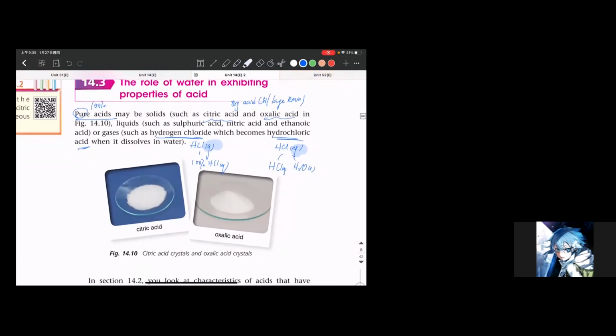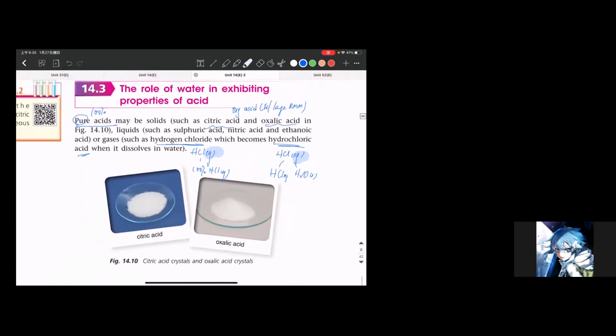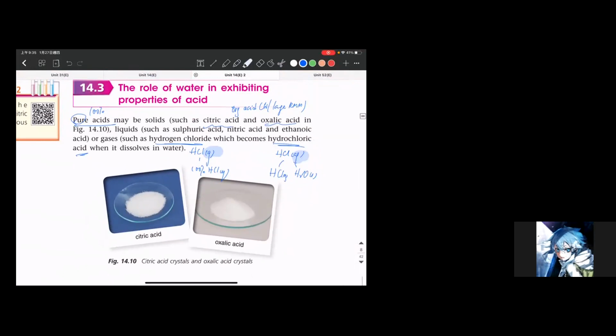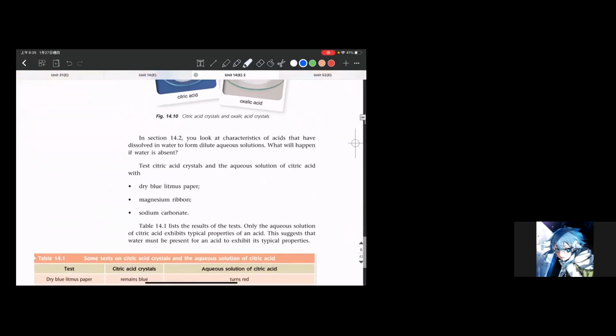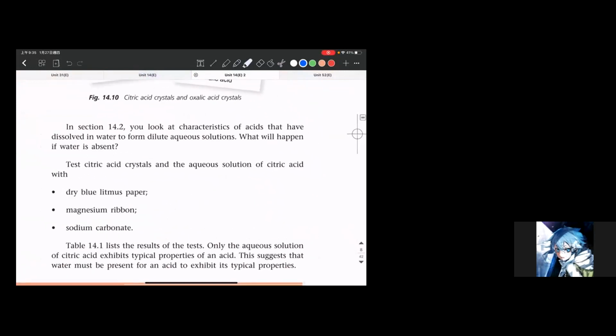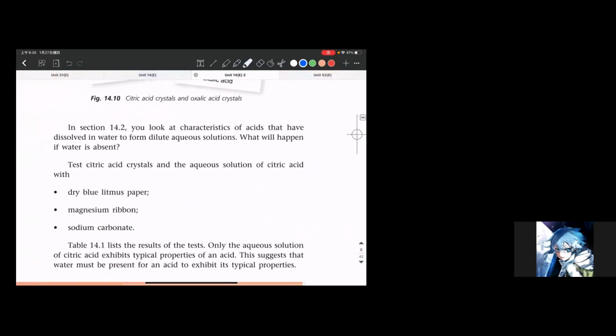Now, citric acid or salicylic acid, you may find it as a white solid. A white solid is very similar to sugar or salt, right? But it will only perform its acidic property by having one thing.